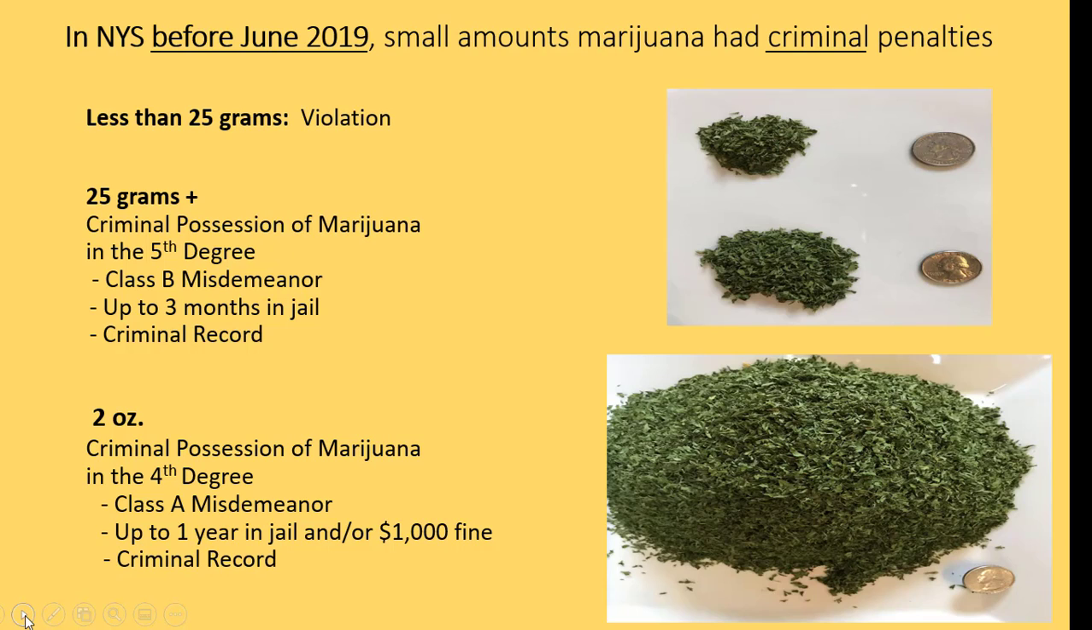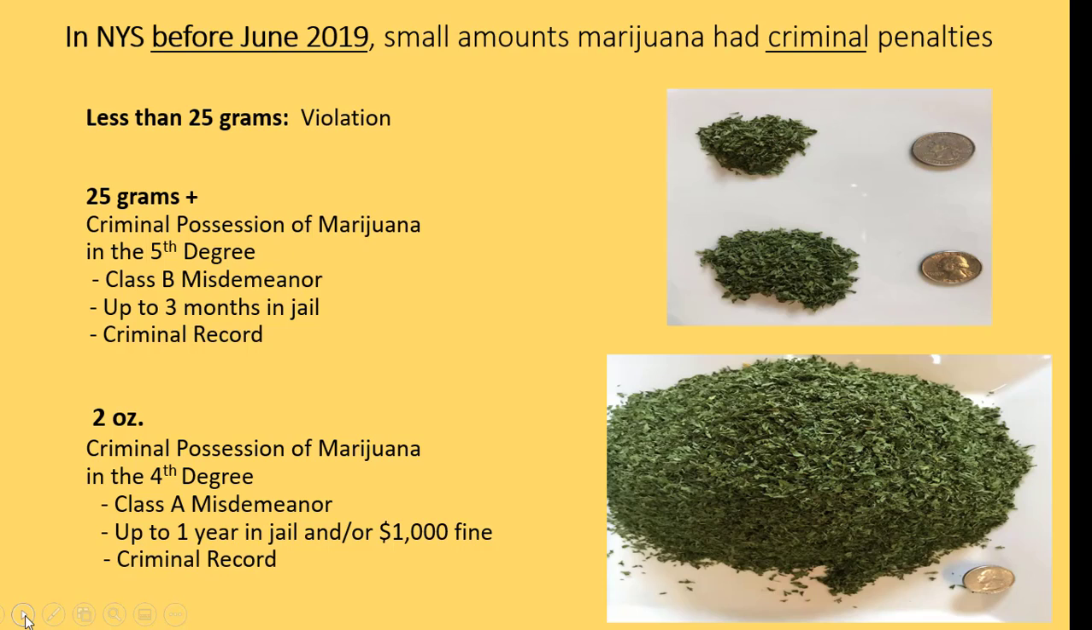We remember from our part 1 that violations are not crimes. Violations are infractions, or also called summary offenses. So if you had less than 25 grams, you would be charged with a violation, basically given a ticket. You'd have to pay it. You may or may not have a court date, and you would not get a criminal record. But remember, 25 grams is an extremely small amount. It's about the weight of 2 paper clips. So it's an extremely small amount of marijuana that prior to June 2019 was not criminalized.